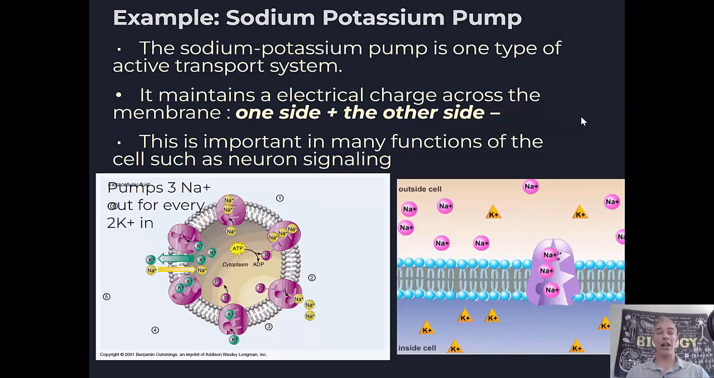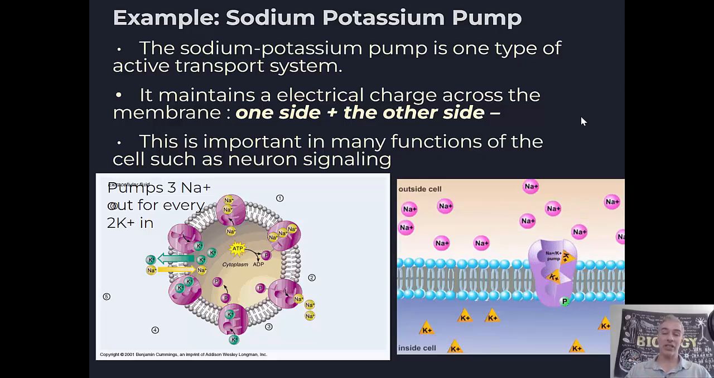So one of the classic examples that AP likes to talk about is the sodium-potassium pump. In my anatomy class, we talk about this through the scope of how our neurons reset when they fire. The sodium-potassium pump goes in both directions and pumps things against the concentration gradient. What it does is help maintain a charge on either side of the membrane, a positive charge on the outside and a negative charge on the inside. And that's important for nerve firing and other cellular processes as well. So it does maintain that charge.